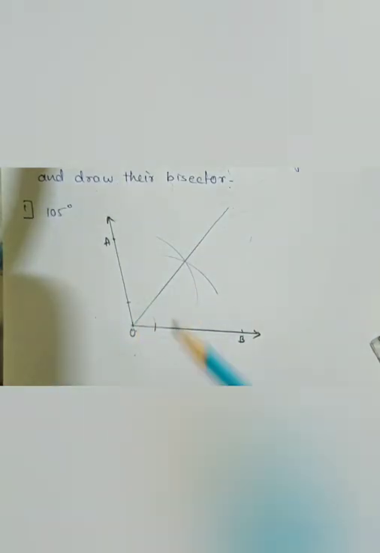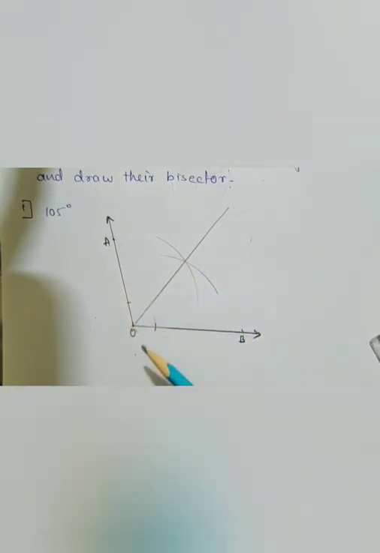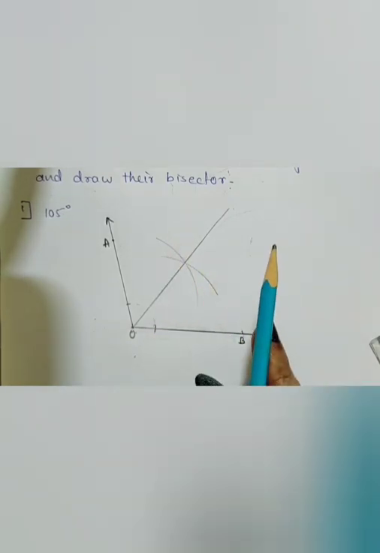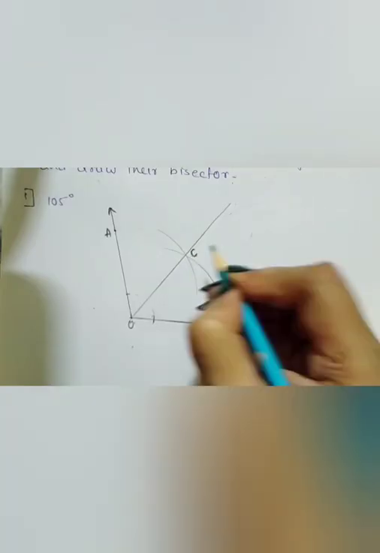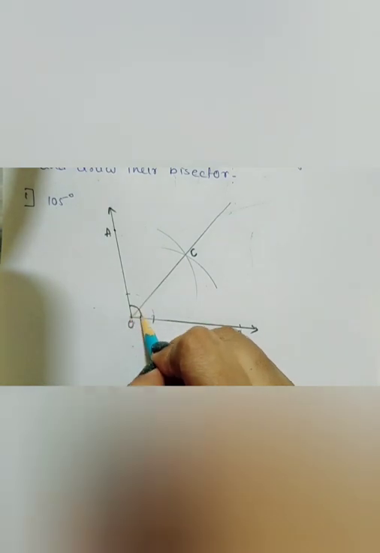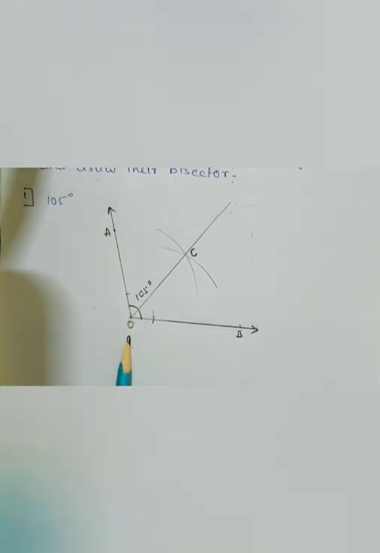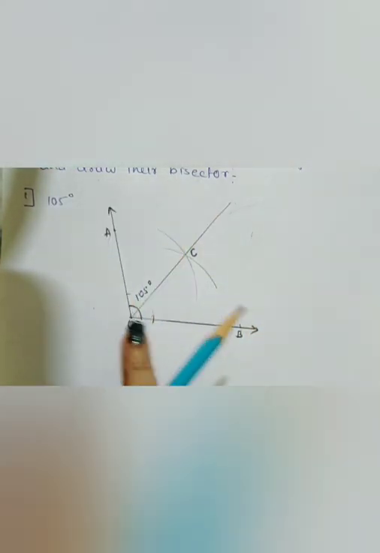So this is our, we have bisected the angle with the help of these 2 points. Okay, I hope you understood how to bisect an angle with the help of these 2 points. I have made 2 arcs with the same measure, and I got this midpoint C. Okay, and this was angle 105 degree, which we bisected, and we have made 2 equal angles from one angle.